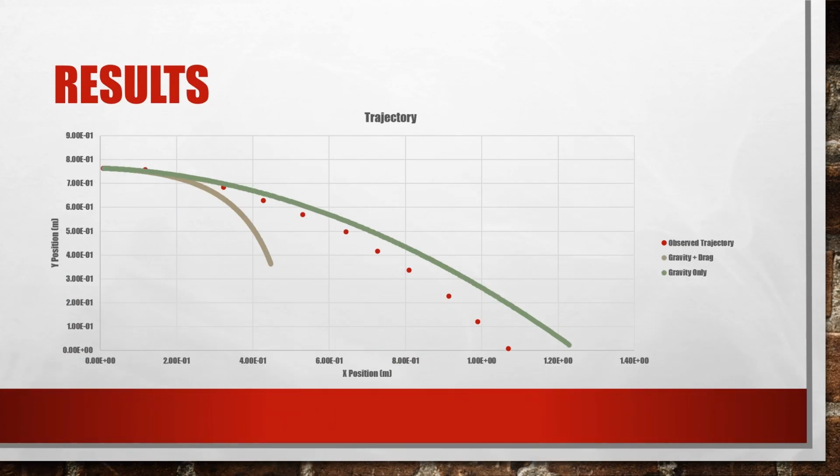This is a plot of the predicted positions along with the observed position. The predicted trajectory without drag is shown in green and shows a parabolic shape. However, it overestimates the distance that the ball actually travels. The predicted model with drag is shown in brown and actually underestimates the distance that the ball travels. Here we can see that the actual trajectory in red of the ball lies somewhere in between the two predicted trajectories.